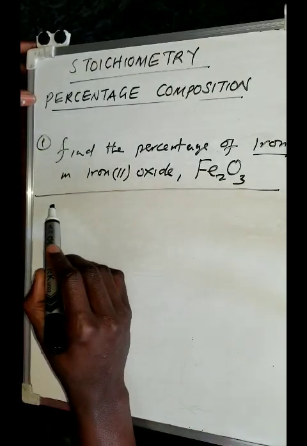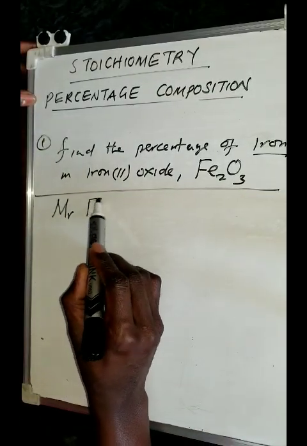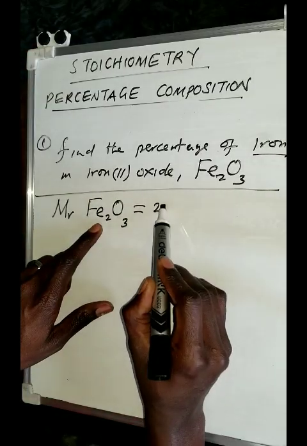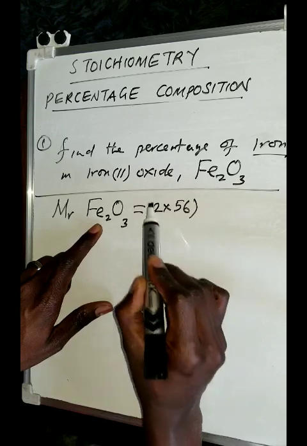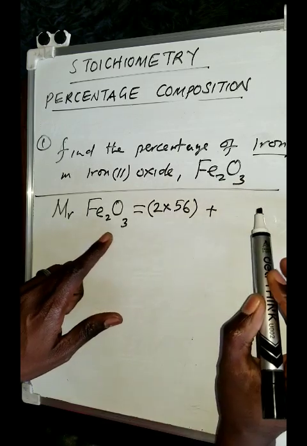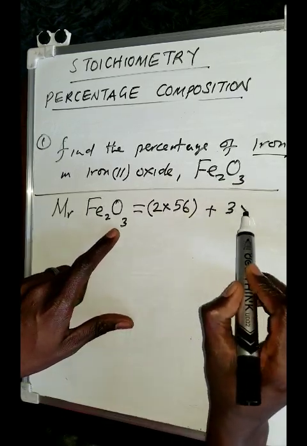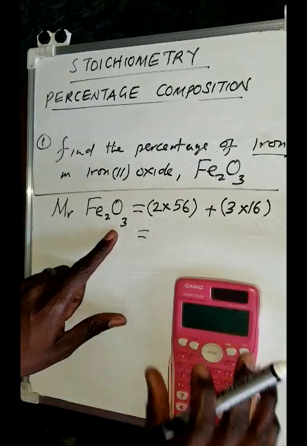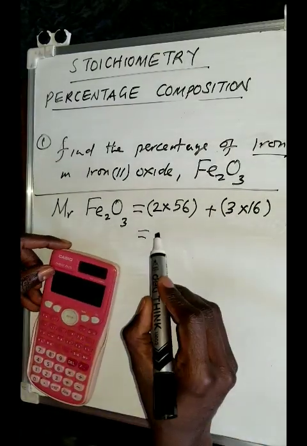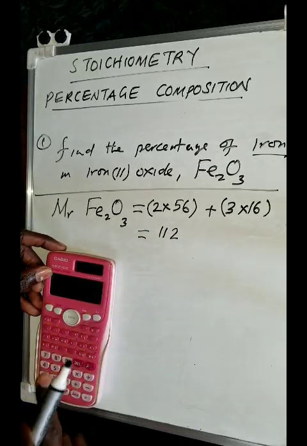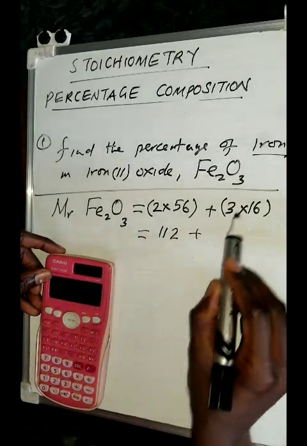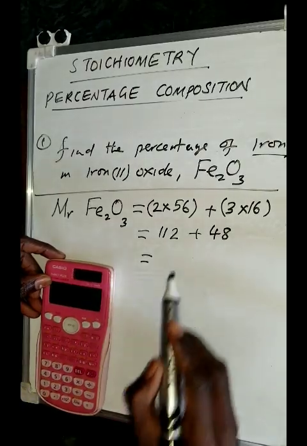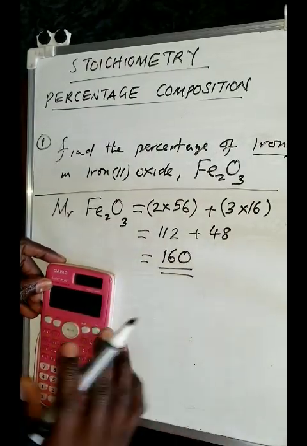Again, the key is you finding the mixture of iron 2 oxide. So how many iron are there? It is 2 times the atomic mass, 56, plus, please check your periodic table, oxygen, it is 3 times 16. So 2 times 56 gives us 112, plus 48, that is going to give us 160.